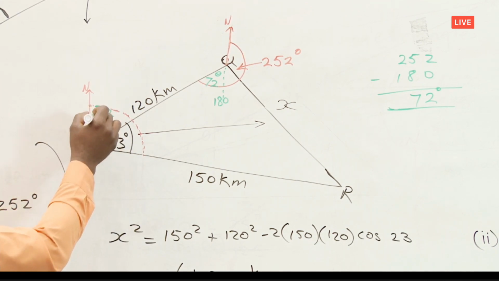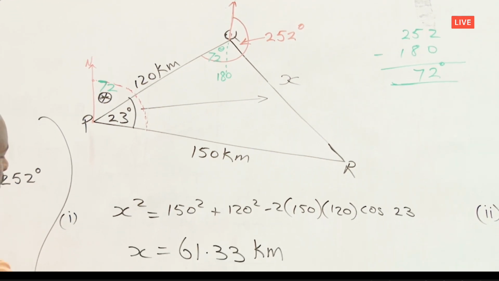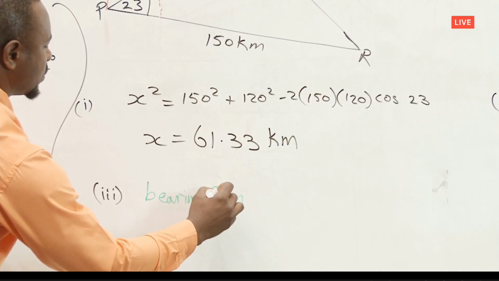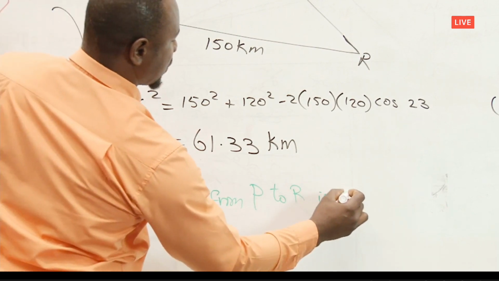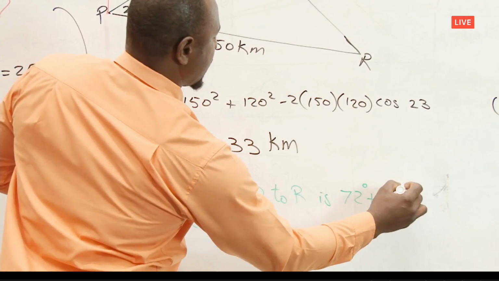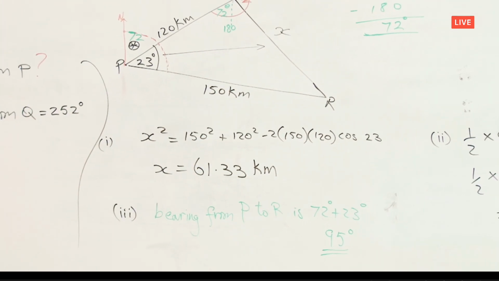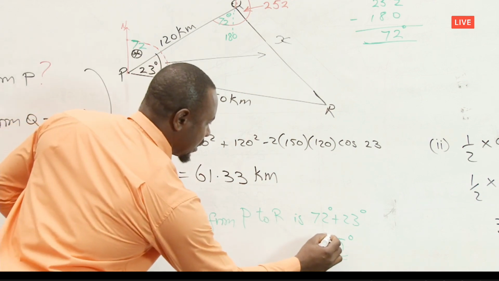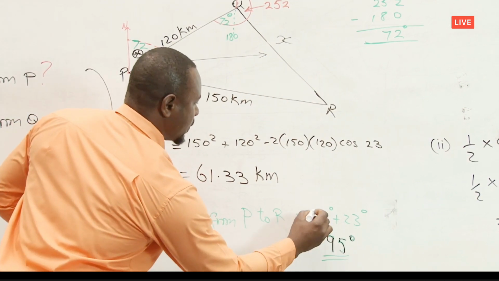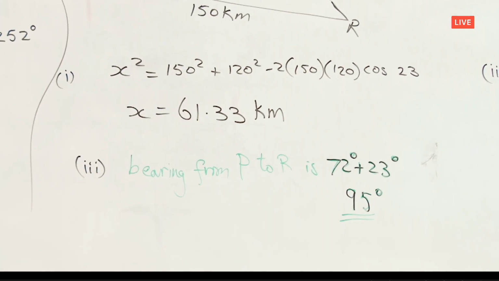So the bearing that we need to find from P to R is simply 72 degrees plus 23 degrees, which gives us 95 degrees. I trust that that's not going to be too difficult for you. So that's 95 degrees. I hope you can see the color of the marker. So the bearing is 95 degrees.